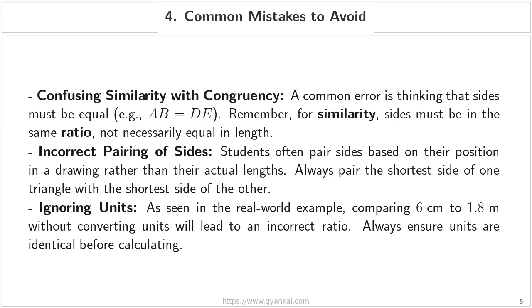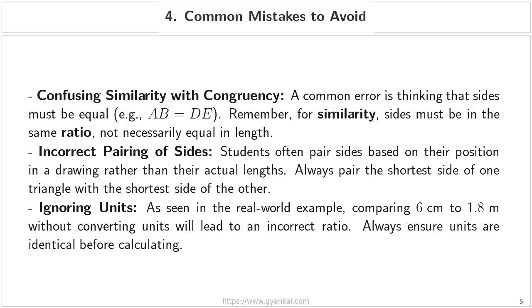Finally, never ignore your units. As we saw in our architectural example with the roof model, comparing 6 centimeters to 1.8 meters without converting them first will give you a completely incorrect ratio. Always, and I mean always, ensure that your units are identical, whether that is all centimeters or all meters, before you start calculating your fractions.